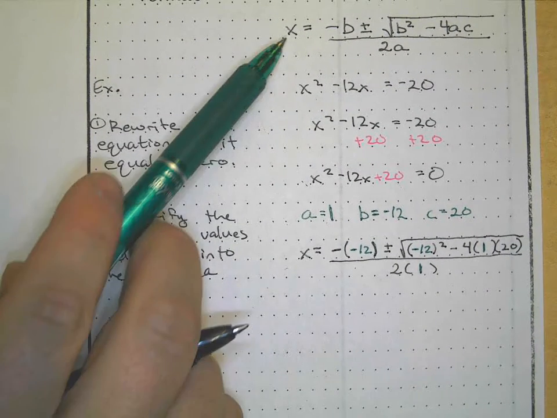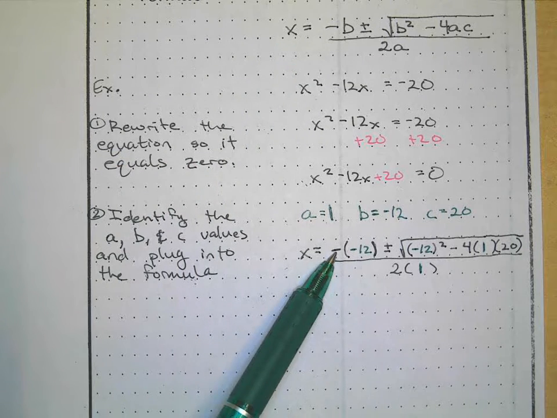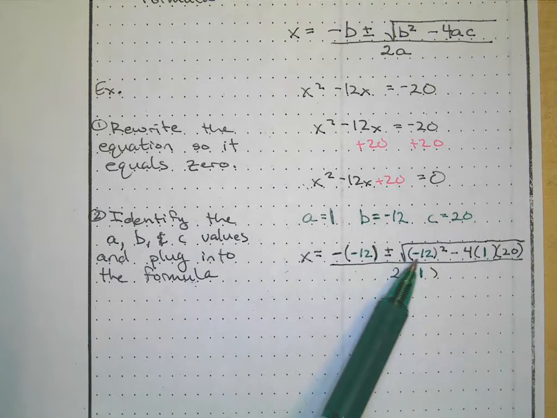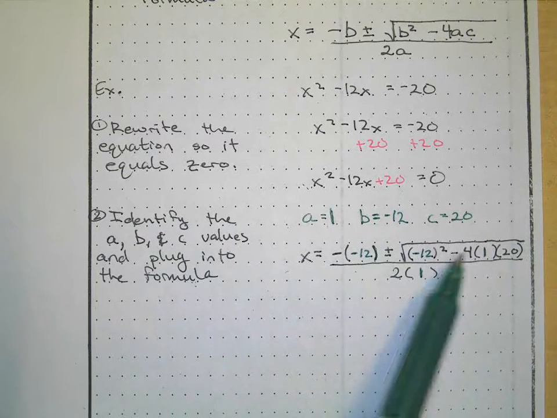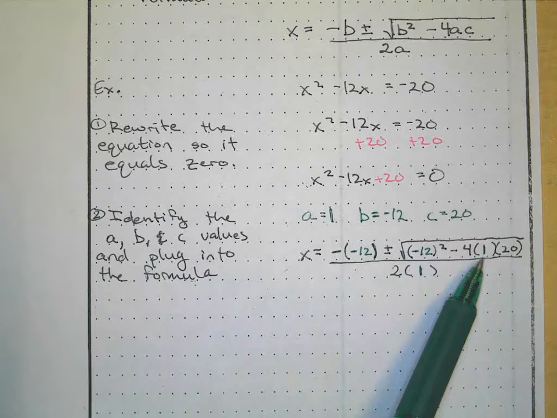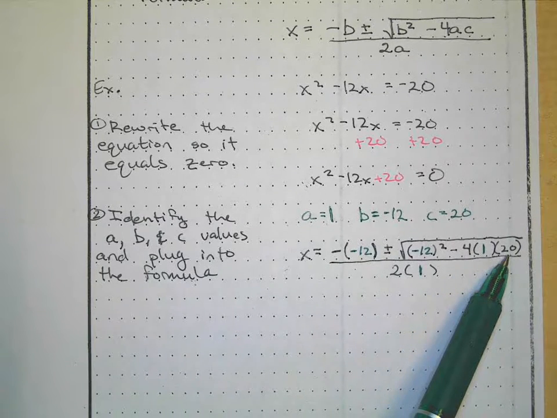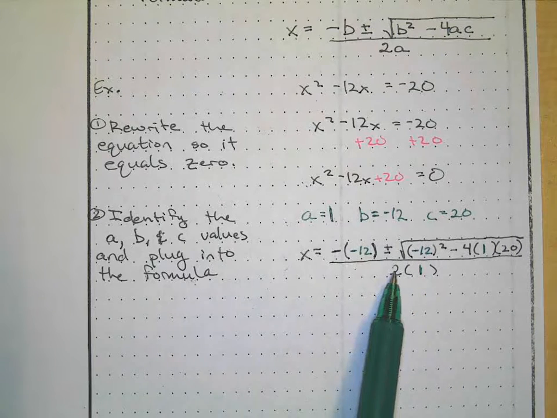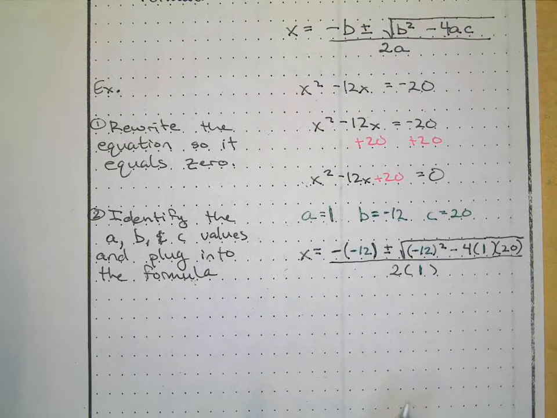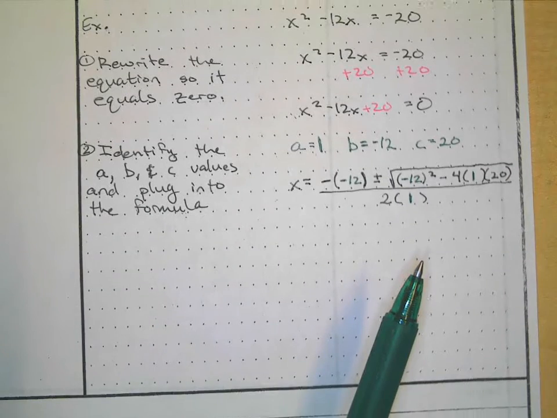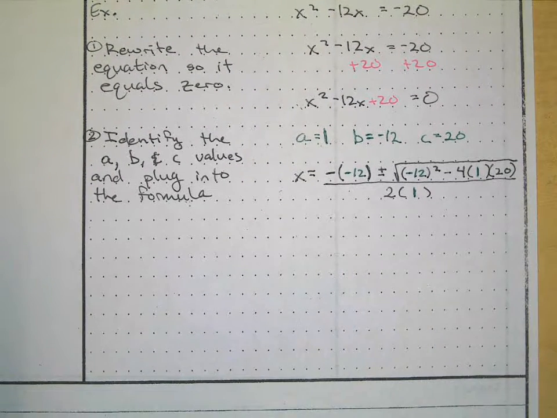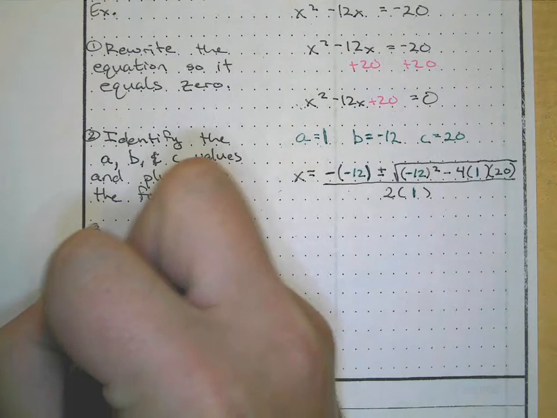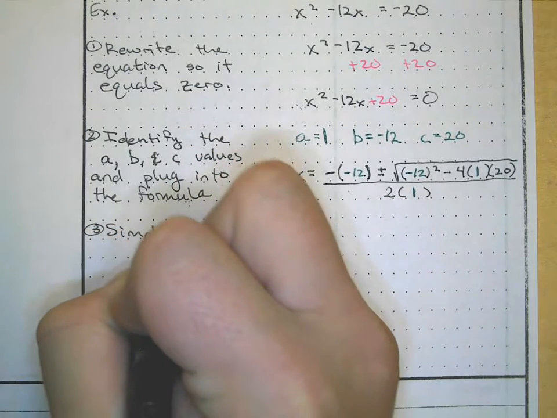So we just plugged in to our formula, negative b plus or minus the square root of my b squared minus 4 times my a times my c. Then I'm going to divide all of that by 2 times my a. And then all we do from here is simplify.